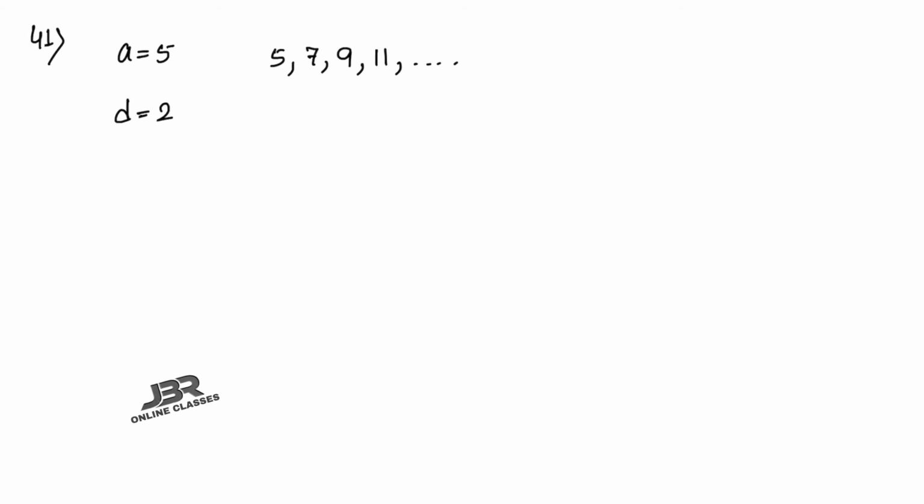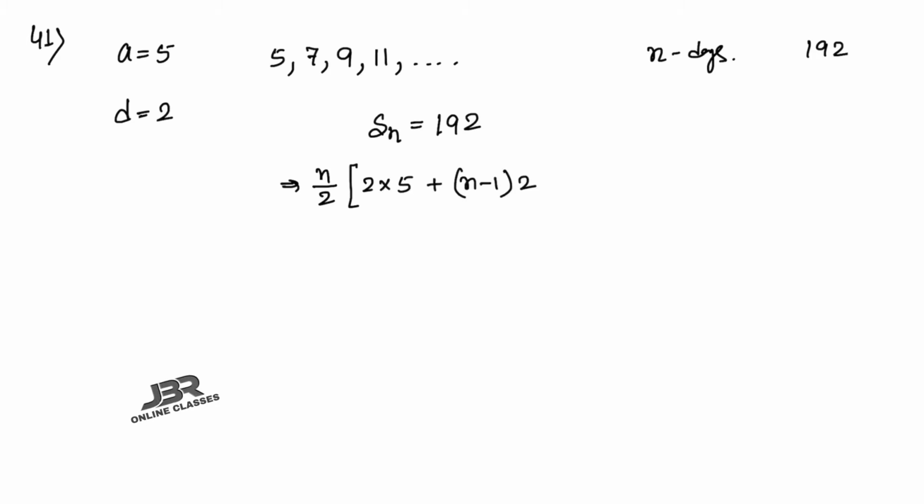So how many days did it take him to finish the job? That means suppose in n days he completes the job. So you have to find out n. Now the total number of windows equals 192. So definitely Sn is the total number, equal to 192. So Sn means n by 2, then 2 into A, that means 2 into 5, then n minus 1 into 2, that equals 192. So n by 2, here 10, then 2n minus 2, equals 192.